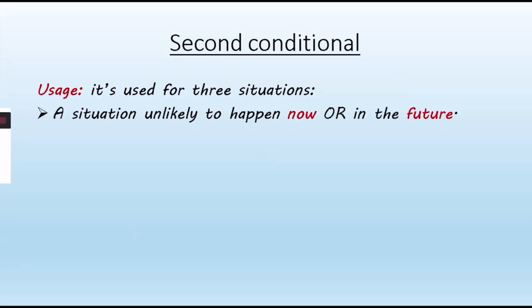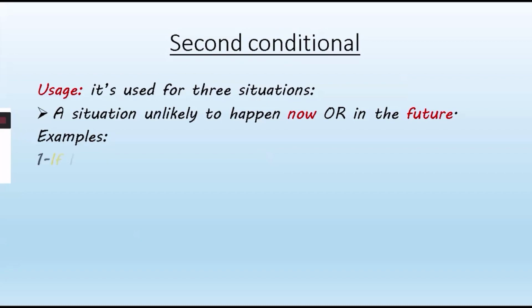We will start with the second conditional. Have you ever heard of it? Do you use it? Well, I can say yes. So let's go through the usage. We use it in 3 situations. The first situation: a situation unlikely to happen now or in the future. So something won't happen now nor in the future. Well, with the examples, things get easy.